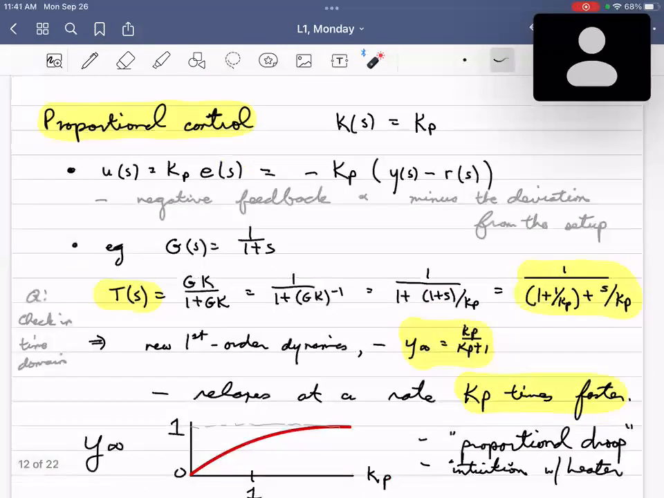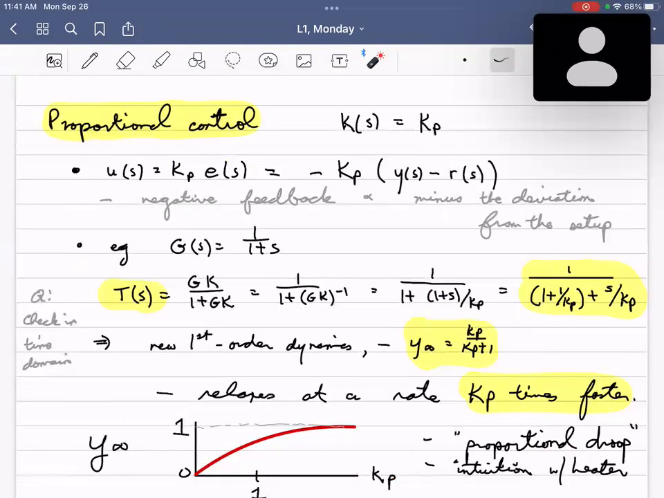It's a new system that still has first order dynamics, but now instead of going to zero, it will go to a constant at low frequencies. So this is the long time dynamics, S is zero. And so we just have one over this, which is KP over KP plus one. And indeed, if you were to set KP to infinity, this would just be one. And so then again, we would have a transfer function T equal to one in the long time limit.